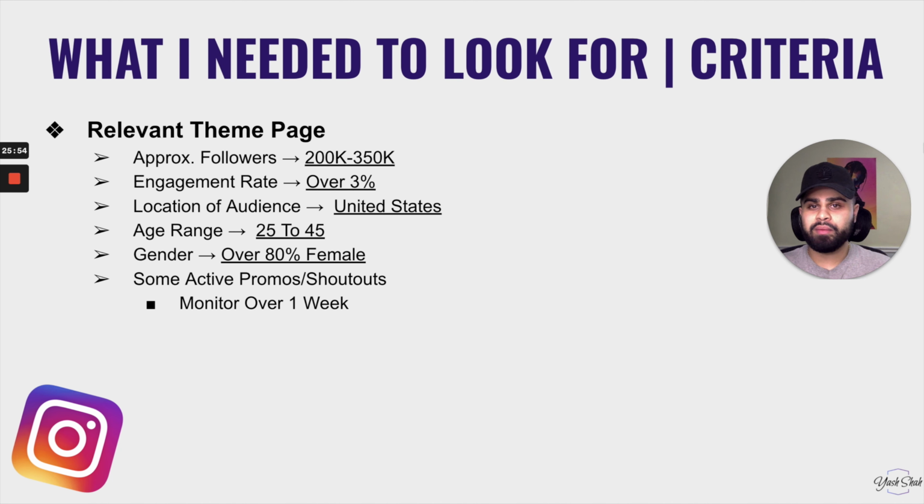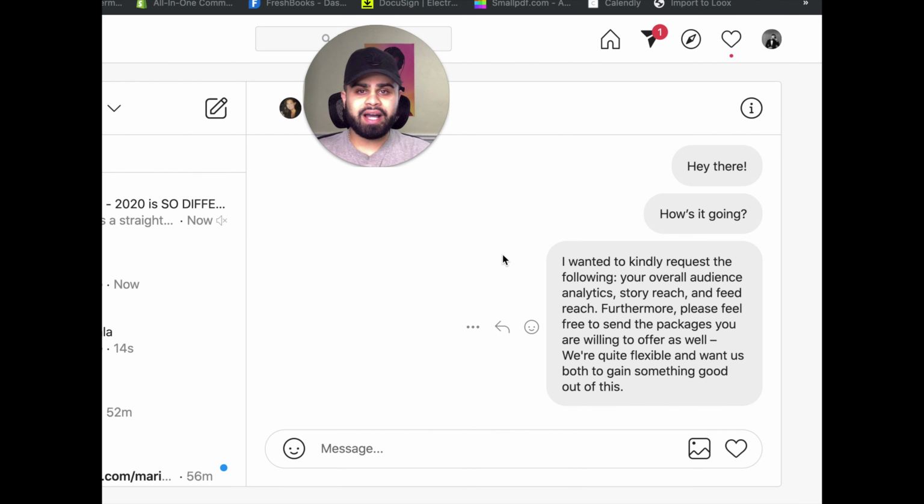You don't want to partner up with a theme page that's doing multiple shoutouts every single day because that will actually exhaust their audience. In fact, you want to make sure there's a balance on their overall profile and they're doing things the right way. So after looking around a few dozen influencer pages, DMing them, and also emailing them to maximize my chances of a response, I finally found a page and decided to move forward with it.